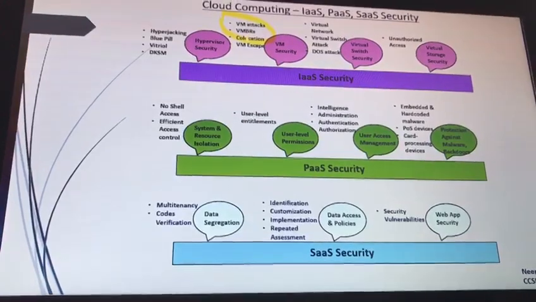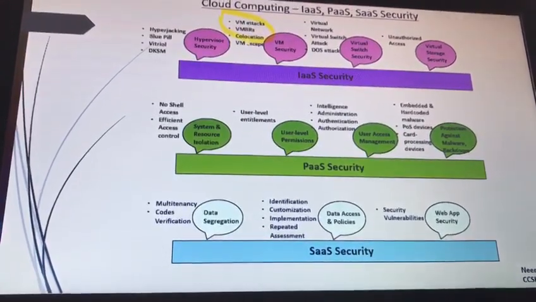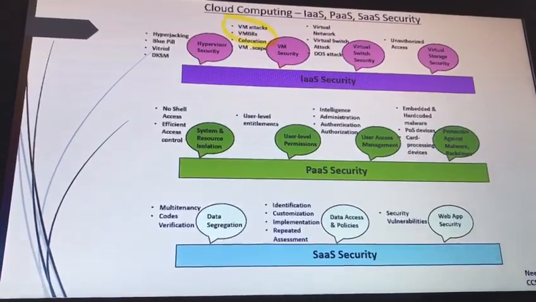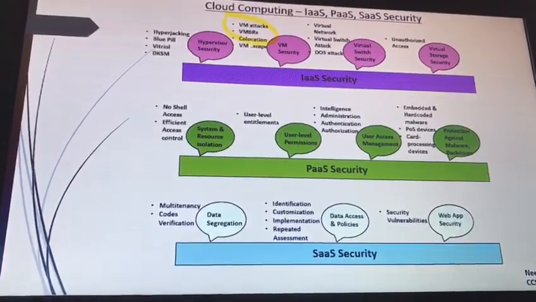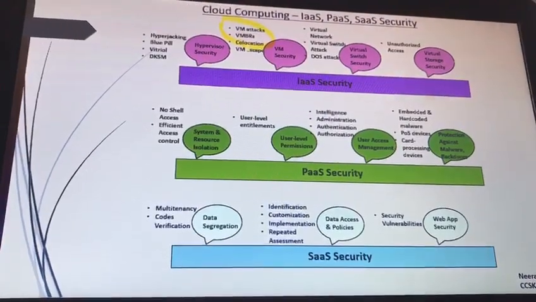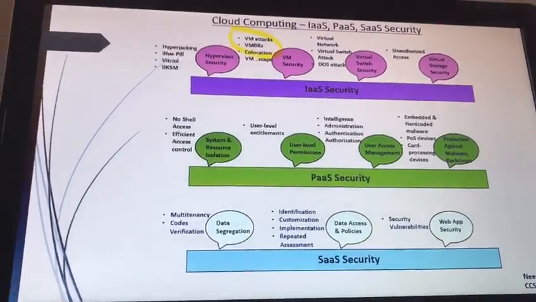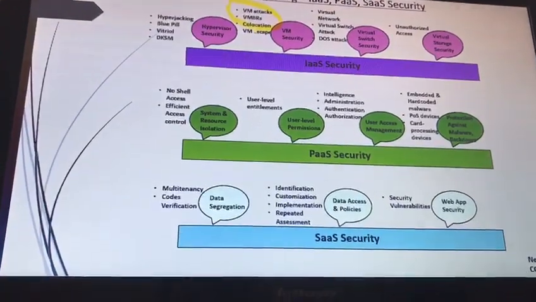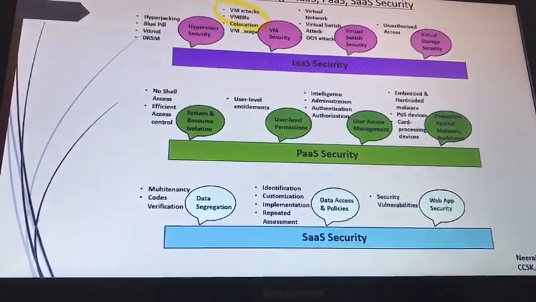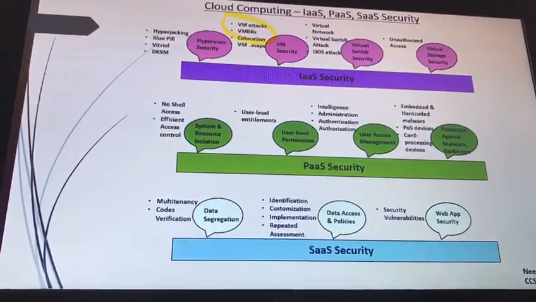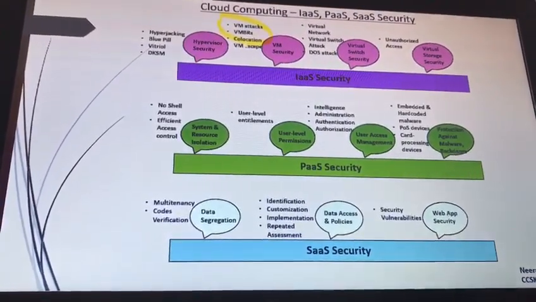And then there is colocation, where multiple VMs are running on a single server and sharing the same resources, which increases the attack surface and the risk of VM to VM attack or VM to hypervisor attack. When you say VM to VM attack, this terminology is called VM hopping. Okay, and next is VM escape.